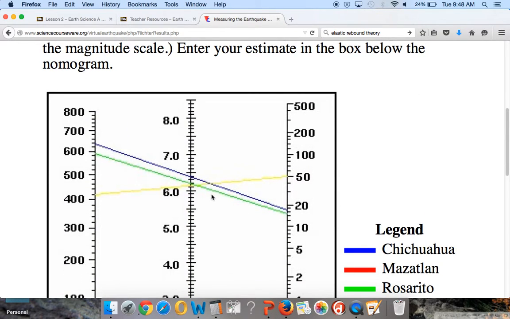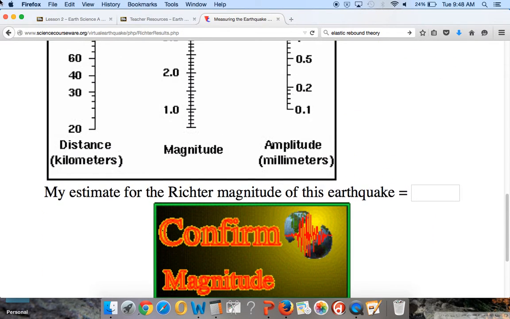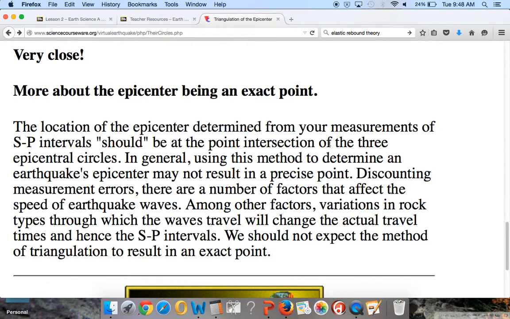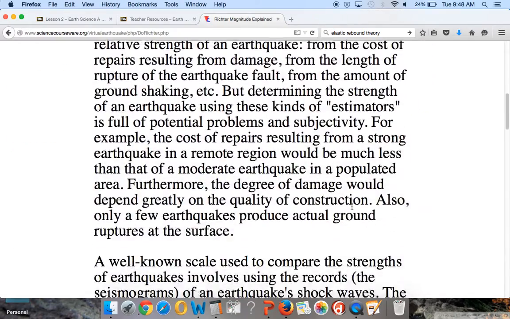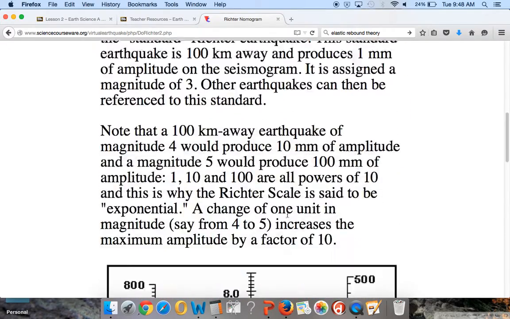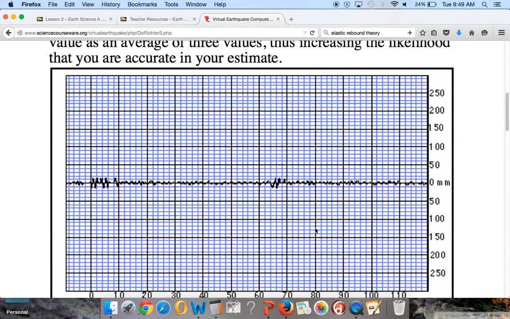And I've mismeasured something again. So all of these should intersect. So I'm going to go back. If you get this document expired, just keep hitting your back button to get back to where you need to go. So we're going to move through this again. I'm going to make this even a little bit bigger.